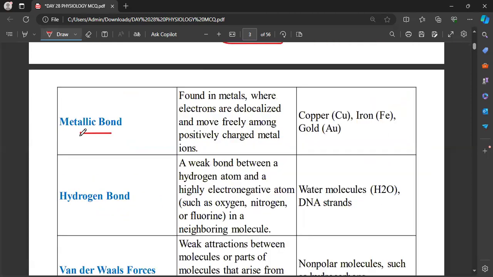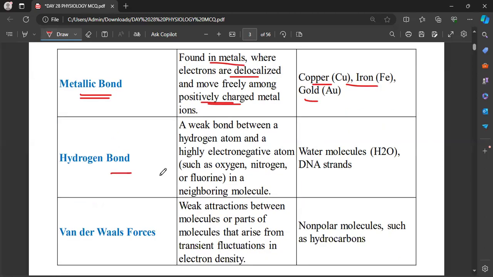Now, what is a metallic bond? As the name suggests, it is found in metals. Here the electrons are delocalized, which means they change their position and move freely among the positively charged metal ions. That's why it is a metallic bond. Copper, iron, and gold are all metals, and the bond formed between these metals is called the metallic bond.